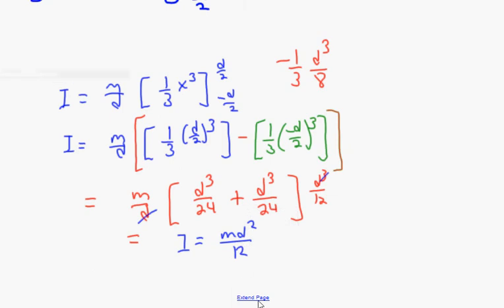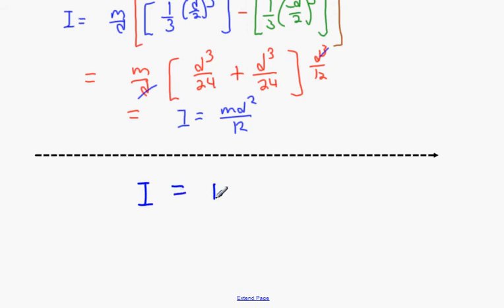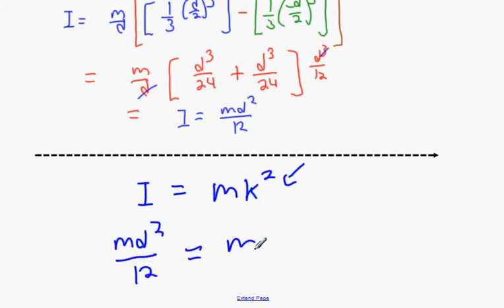The next question is the radius of gyration. The radius of gyration is how far it would be away from the axis if it was treated all as one mass. It doesn't matter if you're using the formula every time: I equals mk squared, where k is the radius of gyration. So all we ever have to do with the radius of gyration is plug in your answer from the last section, which is md squared over 12. That equals mk squared. The m's will cancel, and then you'll get k equals d over root 12.